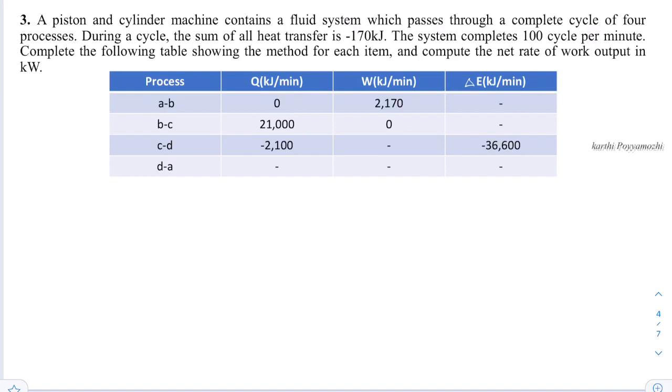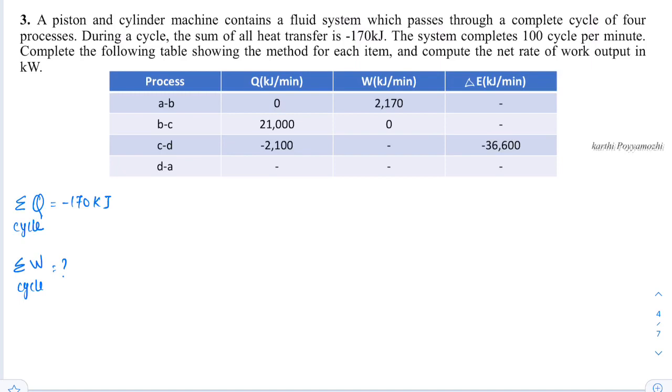We have to find summation of W for a cycle. We have summation of Q for a cyclic process, which is equal to minus 170 kilojoule, and we have to find summation of W for a cyclic process.